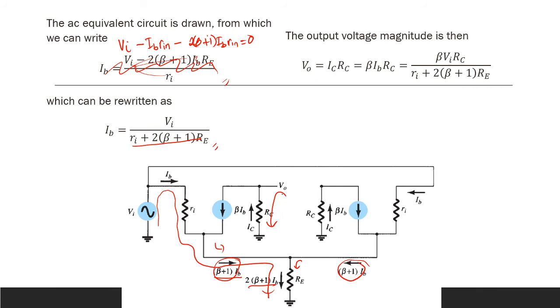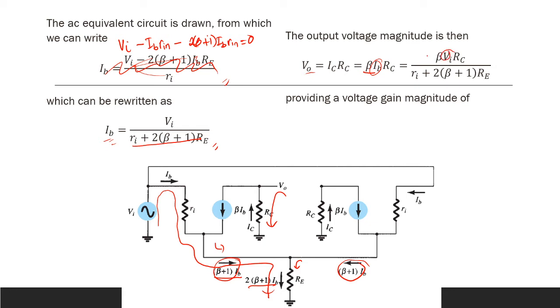So, very clear naman dito sa loop na ginawa natin. Now, kung mag-loop tayo ngayon dyan, class, we know the value of IC is beta IB. So, palitan na lang natin ng beta IB. And then, we have a value na rin for IB, which is this one. So, we will have a V out equation na beta V in RC over R in plus 2 beta plus 1 RE.